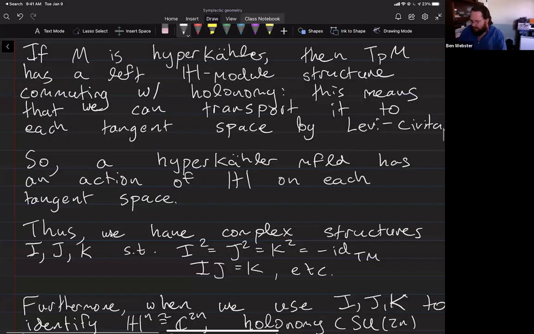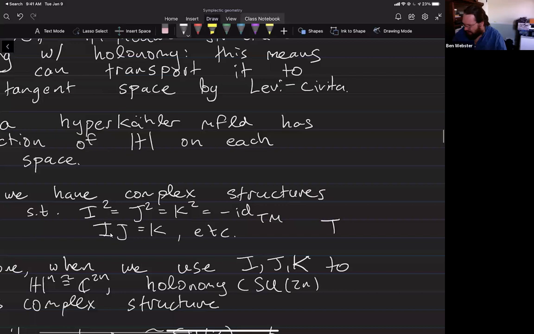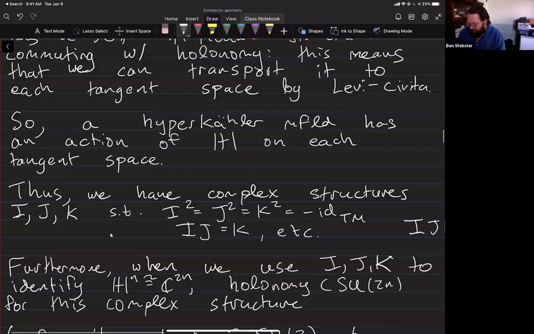You'll sometimes see this expressed as: I have complex structures I, J, and K. We use capital letters to emphasize that these are endomorphisms of the tangent bundle thought of as a real vector bundle; they're purely real linear maps. And they just happen to satisfy these algebraic conditions, that I squared, J squared, and K squared are all minus one, and that IJ is equal to K, et cetera. You'll sometimes see this last condition written as IJK is equal to minus one. All right, so they generate a copy of the quaternions.